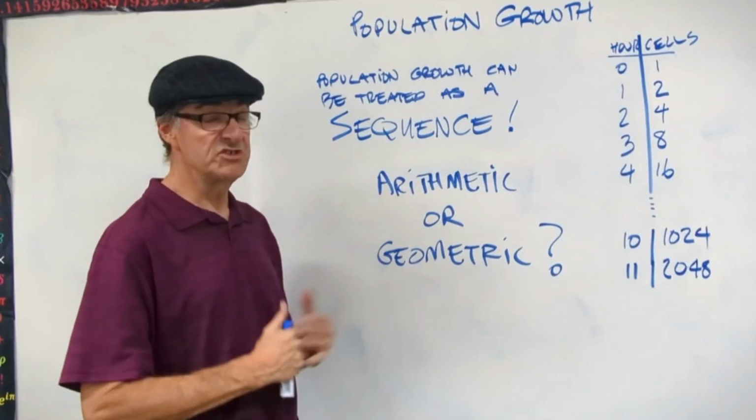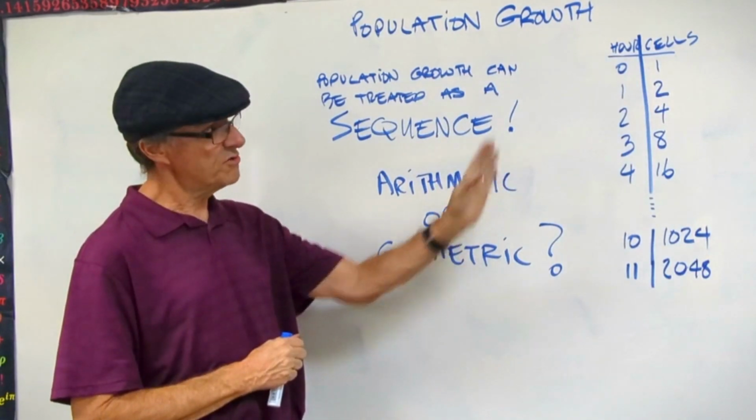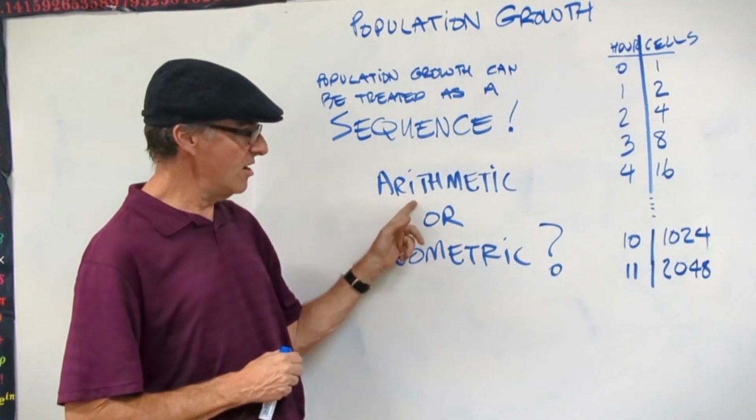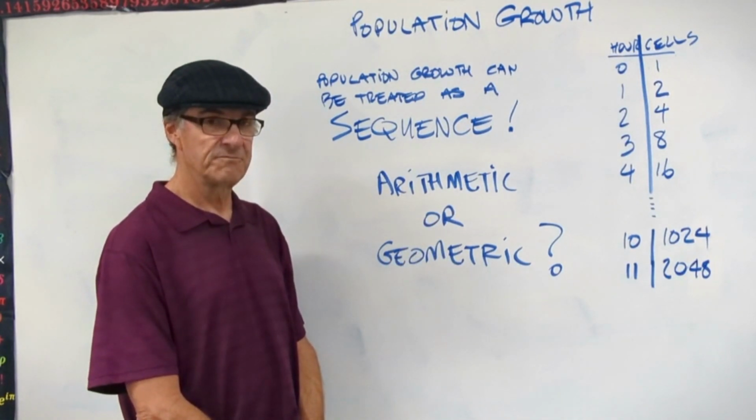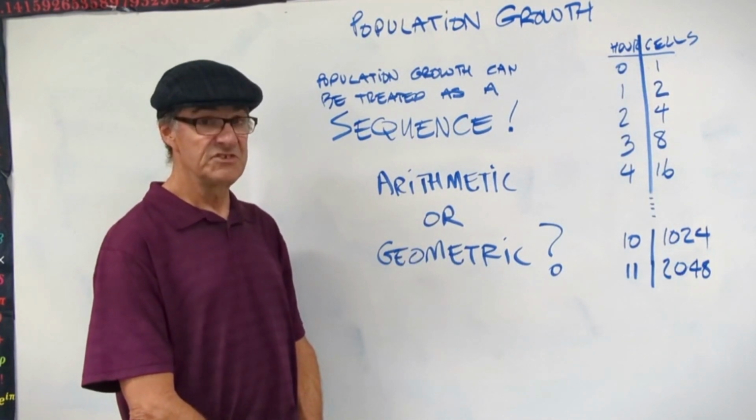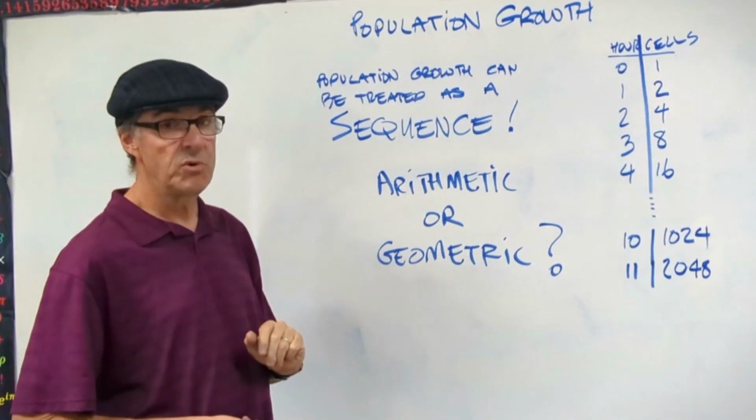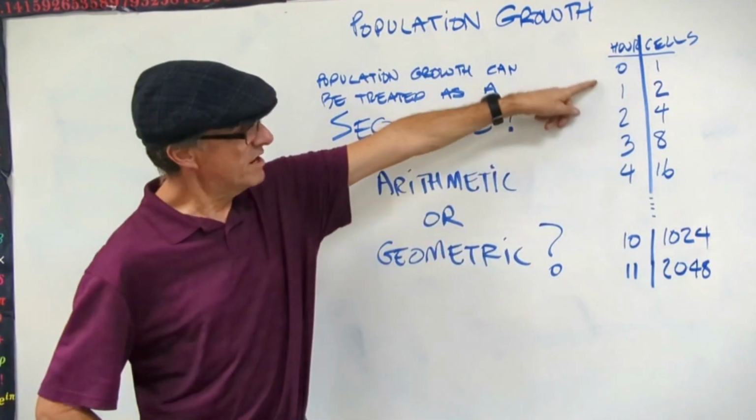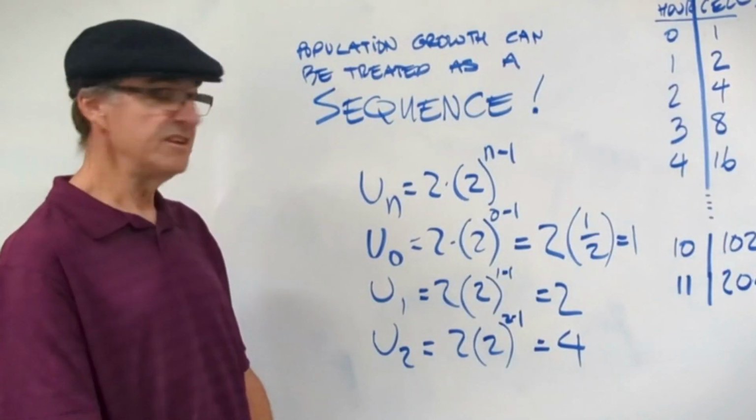All right, now I want you to answer a question. Taking a look at that population growth sequence, is it arithmetic or geometric? Pause the video, look at the numbers real hard, come back. Okay, let's see how you did. It's definitely geometric. Now, just for bonus points, I want you to pause the video and write the formula for that sequence. All right, let's see how you did.